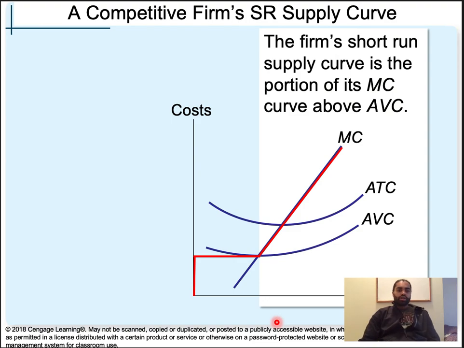All right, so the firm's short run supply curve is the portion of your marginal cost curve above your AVC. So this portion, from where the laser pointer is upwards, this is your short run. Make sure you remember that. That is your short run supply curve.